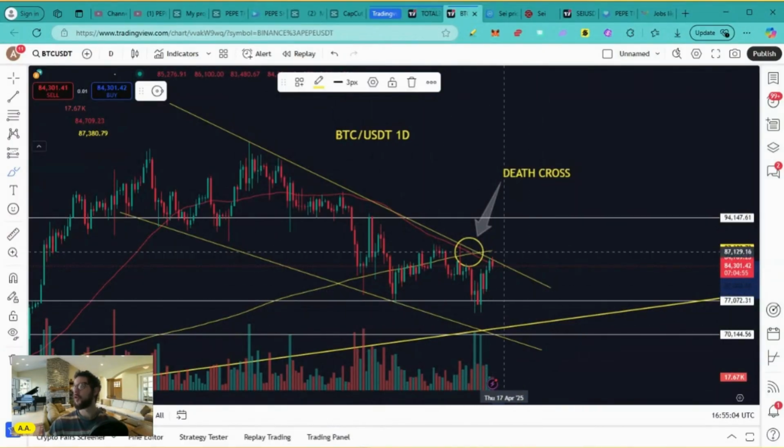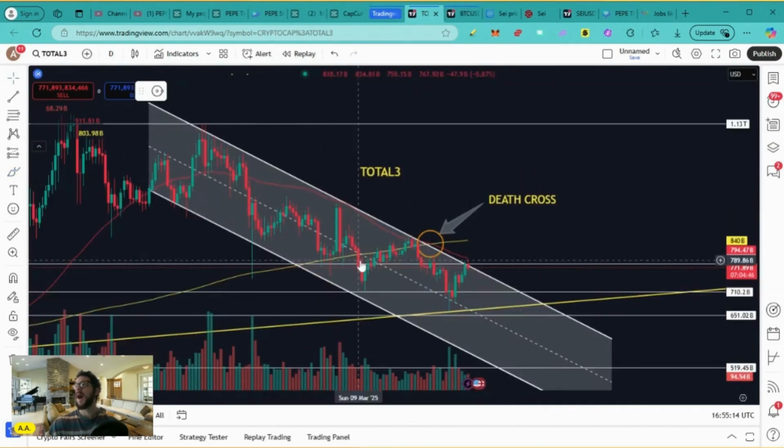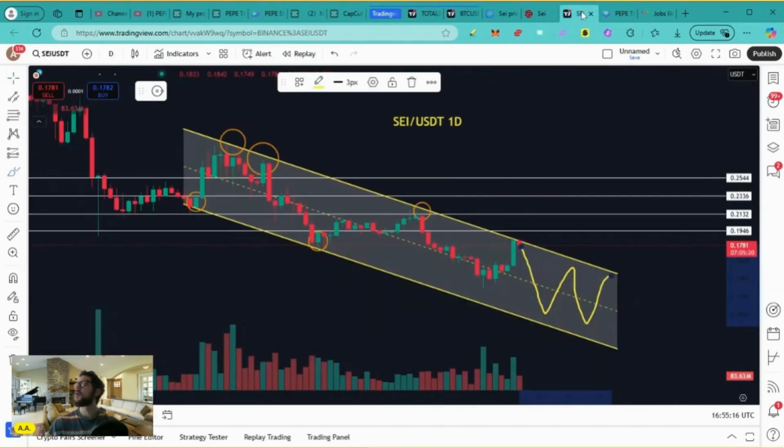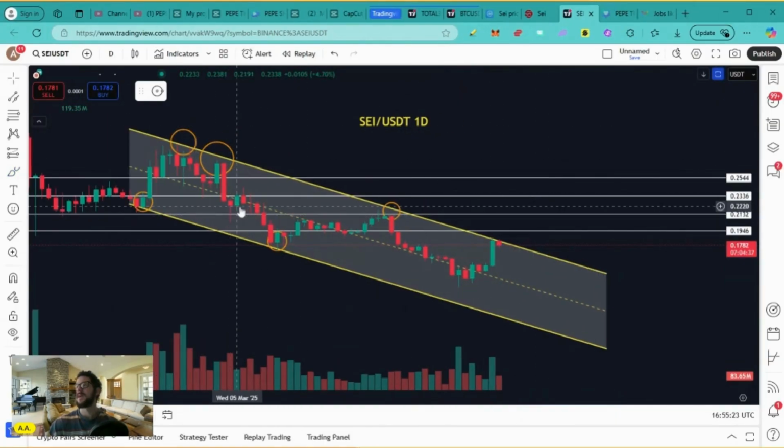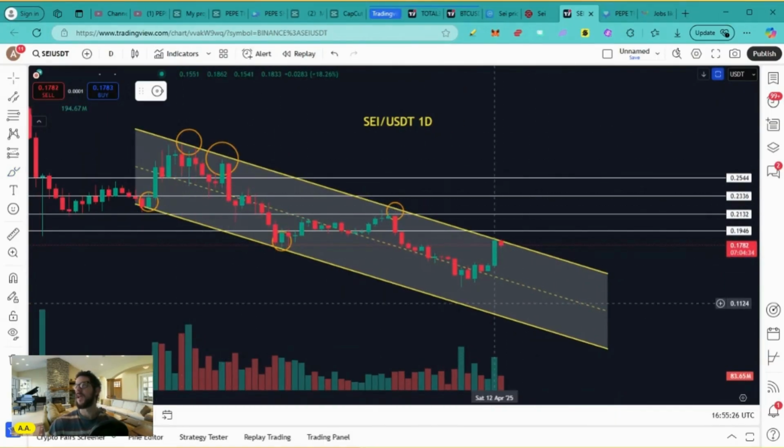So in order for altcoins to start performing better, what I really want to see is Bitcoin to break out of this downtrend, the total 3 to break out of this downtrend, and eventually altcoins like SEI are going to be able to perform better, and they are going to start breaking out of these descending channels that they have been moving in recently.